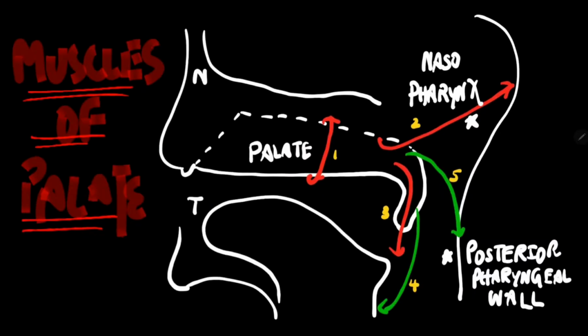Coming to the muscles of the palate, they play a very important role in cleft palate and cleft lip, because in cleft palate there is an obvious failure in the action of the muscle, especially in one subtype, the submucous cleft palate, where the levator muscle is not uniting in the midline, thereby causing velopharyngeal incompetence.